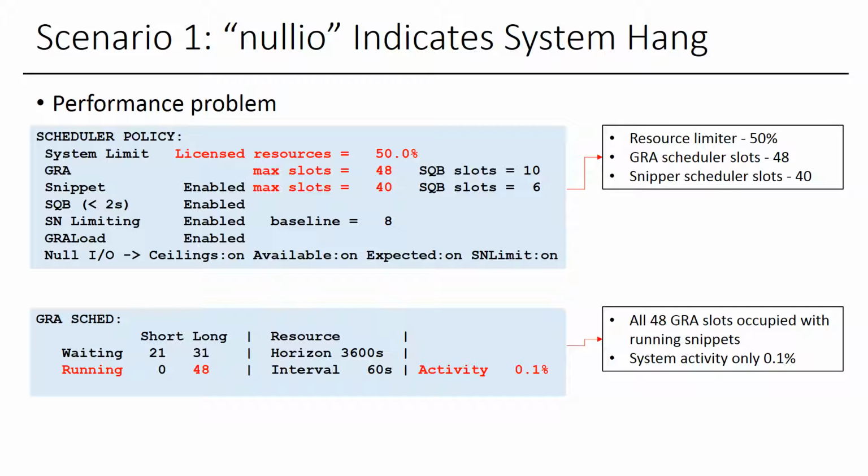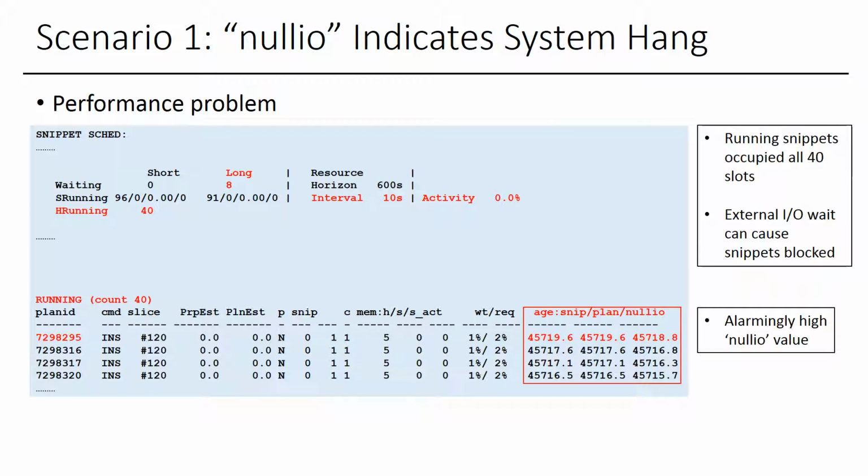The GRS scheduler resource interval, showing system activity during the previous 60 seconds, is only 1/10 of 1%, which is almost nothing. Going further down into the SchedQueues output, here is the snippet scheduler summary of running plans. A few things to note here. All 40 available snippet slots are occupied and all of them are running host-based snippets. The snippet scheduler is holding 8 long queries. There is no activity during the previous 10 seconds.